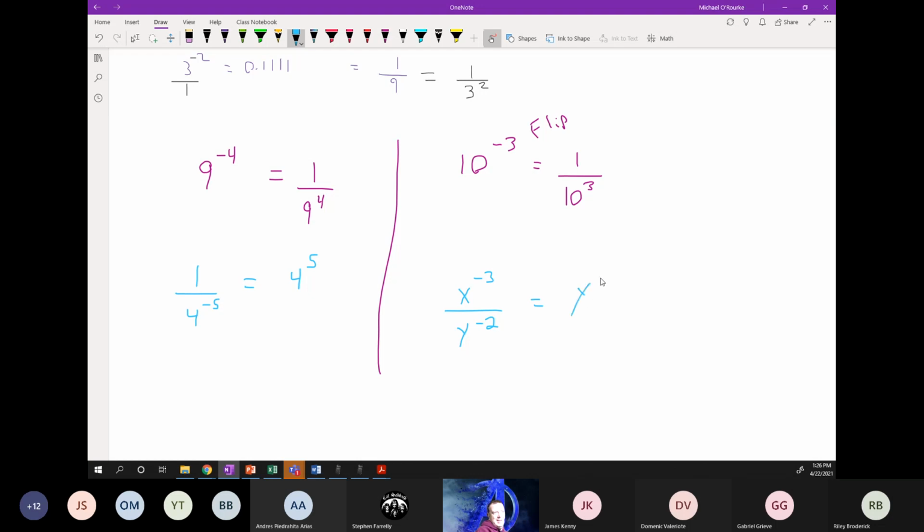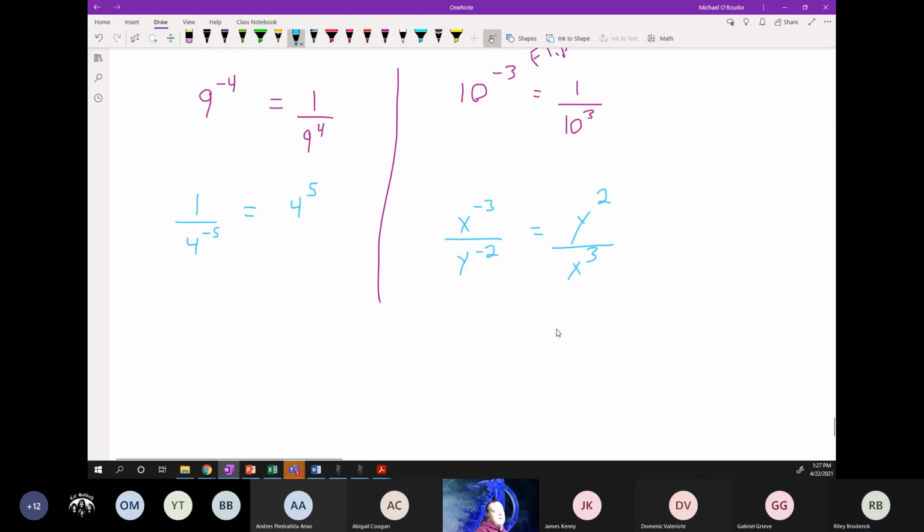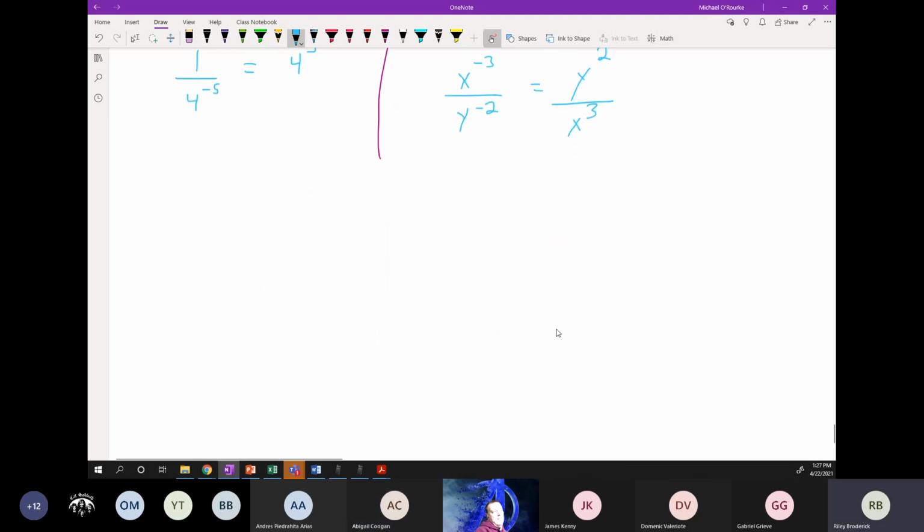Would it be the y on top to the power of 2 and x on the bottom to the power of 3? Perfect. Good job. So do you basically just swap them and then make it positive? Yep. Oh, okay. Now of course you guys get it, so I'm going to mess with you some more.